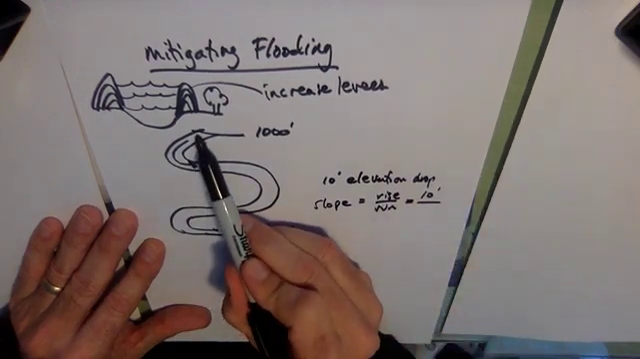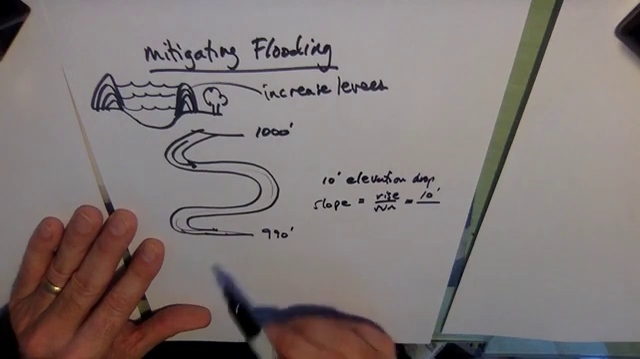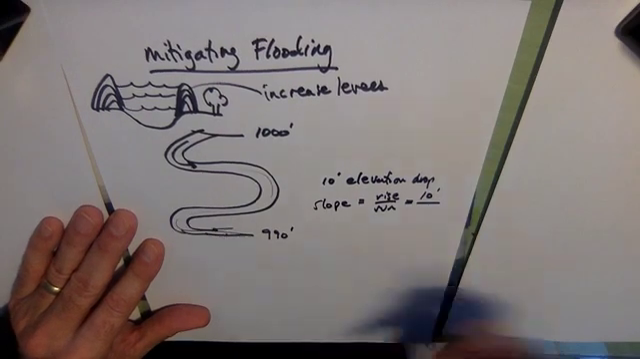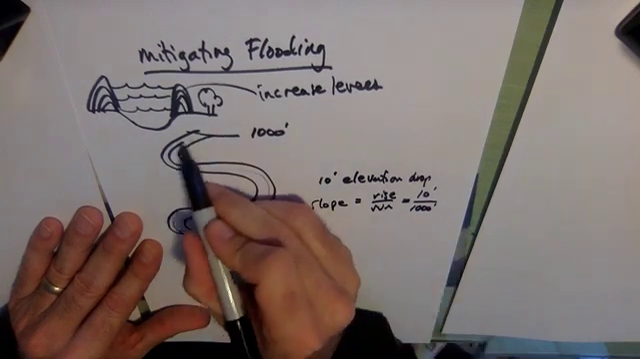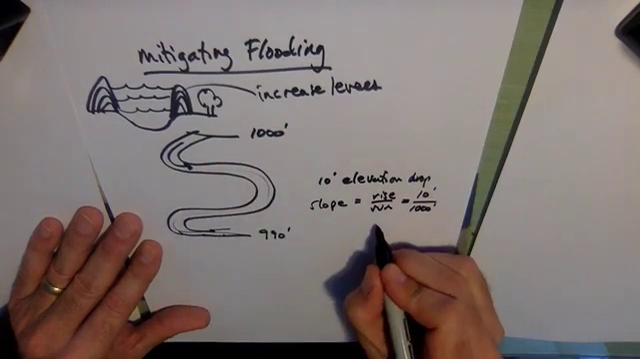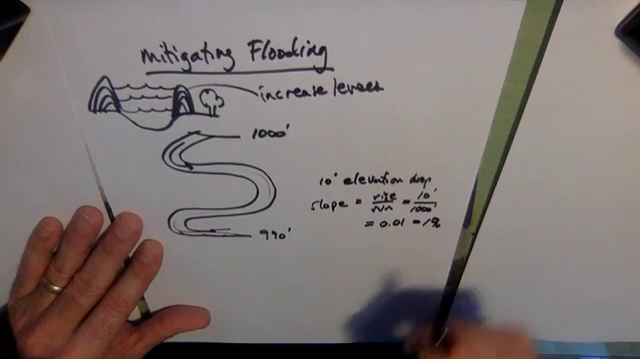Well, the run in this case is measured as this distance all the way along this curving riverbed. So maybe it's 1,000 feet if we measure just right down the middle of the channel. So that would be a slope of 0.01, or 1%, right?